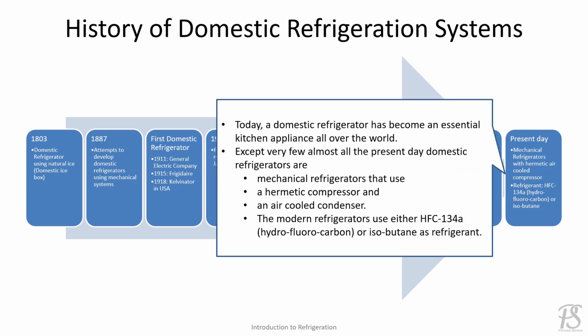Today, a domestic refrigerator has become an essential kitchen appliance all over the world. Except very few, almost all present day domestic refrigerators are mechanical refrigerators that use a hermetic compressor and an air cooled condenser. The modern refrigerators use either HFC 134a or isobutane as refrigerant.